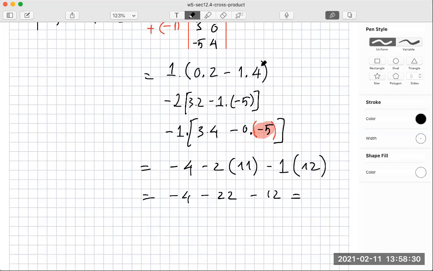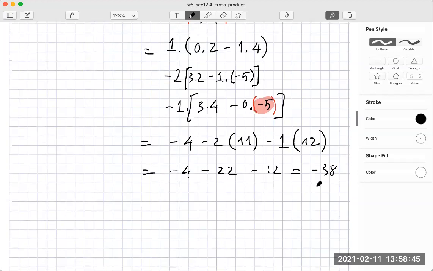Very good, Zachary. Negative 38. Thank you. So is it clear? Nothing difficult, just follow the rule, that's it. And I have one question for all of you.